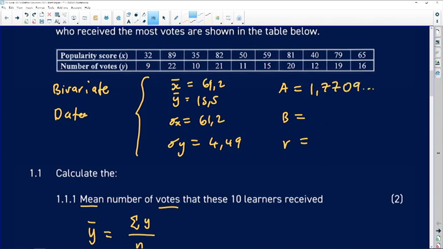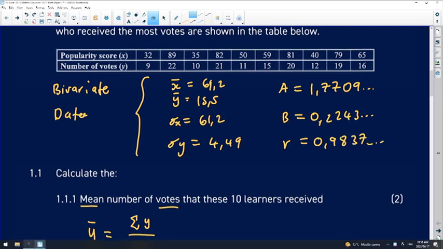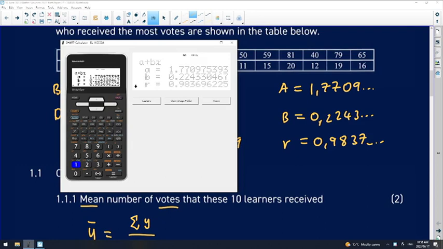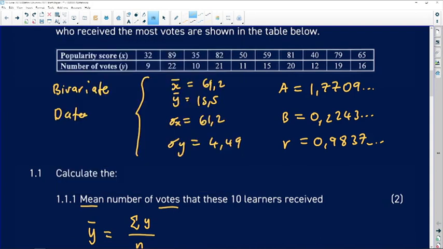Our B value is coming out as 0.2243, whatever the case might be, and R is 0.9837, and so on. So these are the values that I'm reading from my calculator. Of course, you can change that 7709 to 7710 to round off to whatever the correct number of decimal places you might be interested in. Usually we ask you to work with 2 decimal places. If you round off to 2, it's going to be perfectly fine. You can still get the correct solutions.